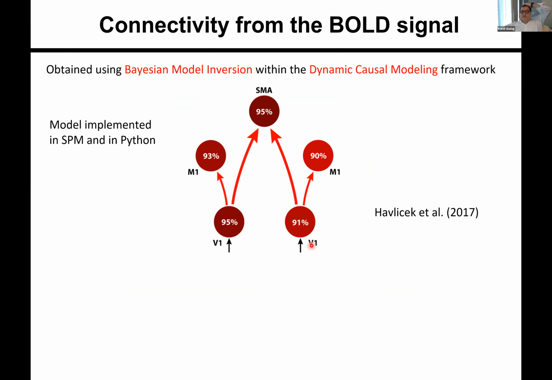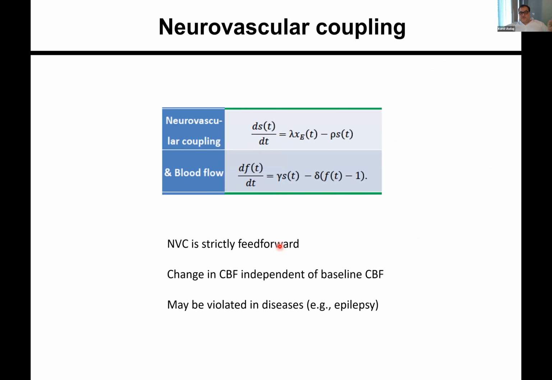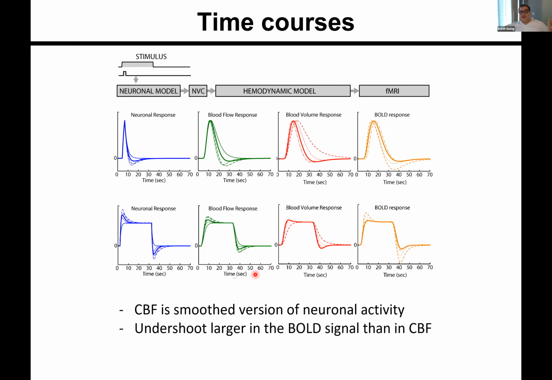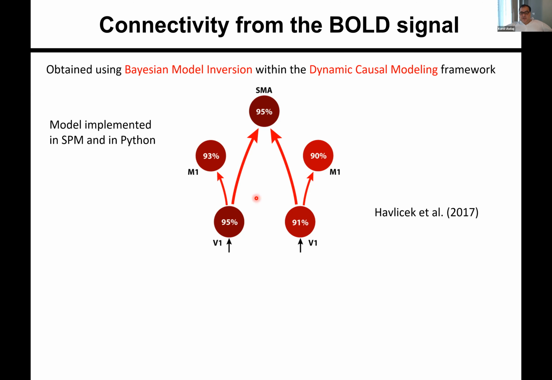And you see, based on this data, V1 is activated first, and then it sends signal to SMA. There's also some SMA to M1 activation, but it was below threshold. The arrows show the connectivity strength. Now, the important thing is, because fMRI is an indirect reflection of neuroactivity, this result is very much model dependent. If you assume, for example, a different model for neurovascular coupling or blood flow, blood volume, then we get a different connectivity profile. And this is shown here.